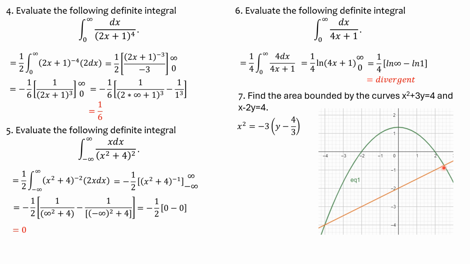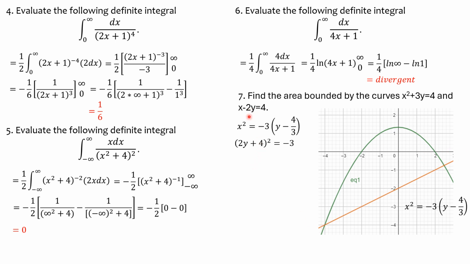Let's find these points of intersection by expressing x from the line, 2y plus 4, in terms of y. And let's transform this back to negative 3y plus 4. So this is the graph of the parabola x squared equals negative 3 times (y minus 4/3). Remember, the vertex is (0, 4/3). And the line was already explained.